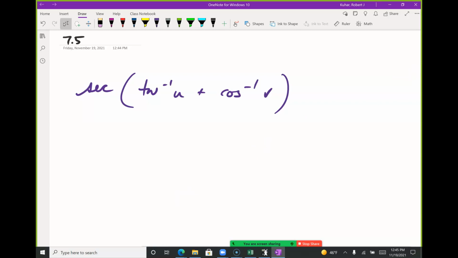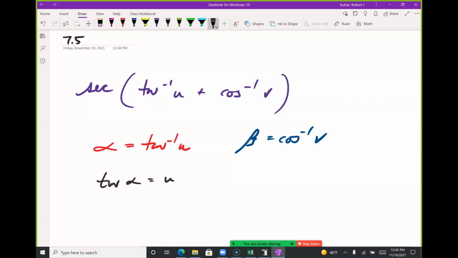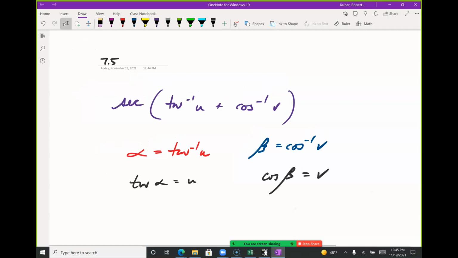So what do I do? I see inverse trigs, what I want to call angles, right? So I'm going to use alpha for inverse tan and beta for inverse cos. Both of them give me, so I have an inverse trig, I get an angle. The angle gives me a trig. So I know tangent of alpha is u, and I know that cos of beta is v, right?